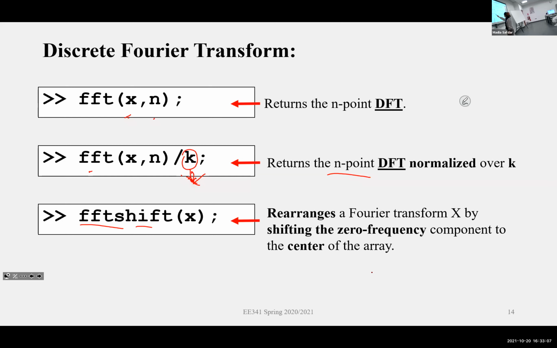Then fftshift. What will this do? For example, you have 100 points and you take the FFT. Then fftshift will distribute your function exactly around 0. So if you have 100 points, this will be minus 50 and this will be 50, and you will have the frequency spectrum like this. It will take all the zero frequency components to the center. Do you understand this?